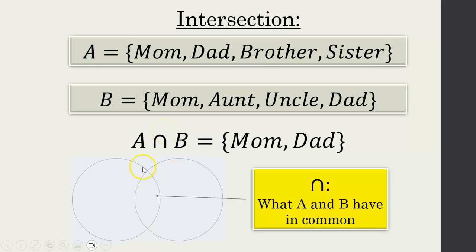And remember, if you were to do it on a Venn diagram, with mom, dad, brother, sister, what do they have in common? Well, what's the bit in the middle where the two circles cross? If you're not comfortable with that, look back at the Venn diagrams and go over them.